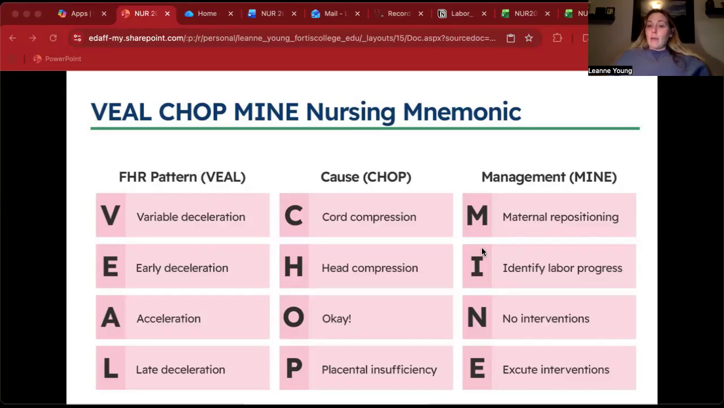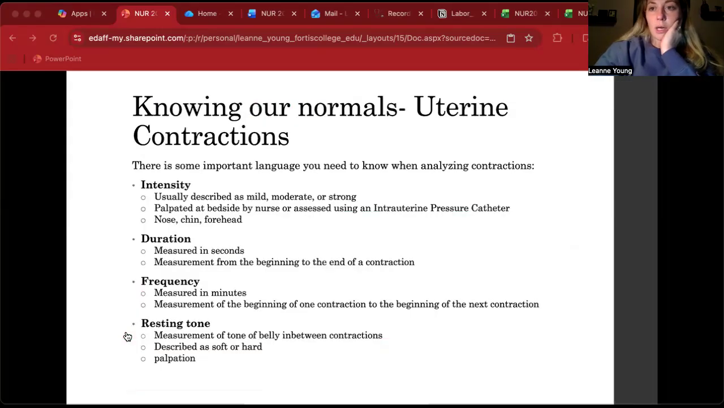Accelerations, those are okay. We're not going to intervene. Late decelerations are usually because of placental insufficiency, which means that baby is not getting enough oxygen, and we're going to do our interventions. Okay, so please, please, please study this. This is going to help you a lot for your exam and for identifying types and causes of decelerations.